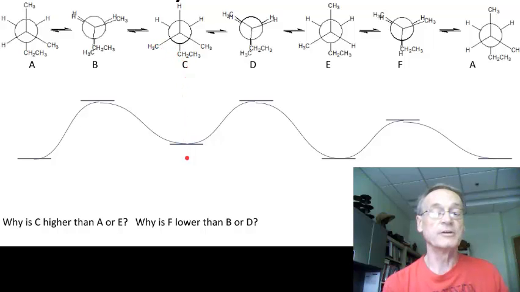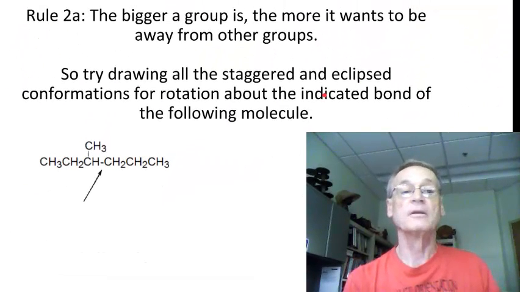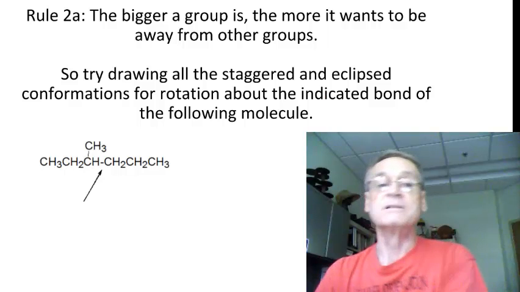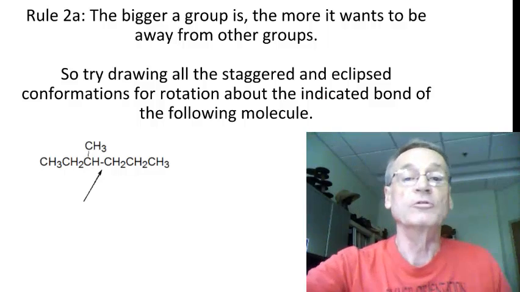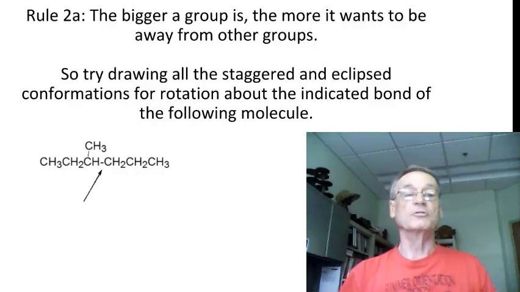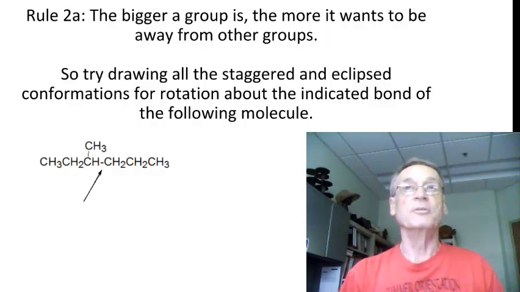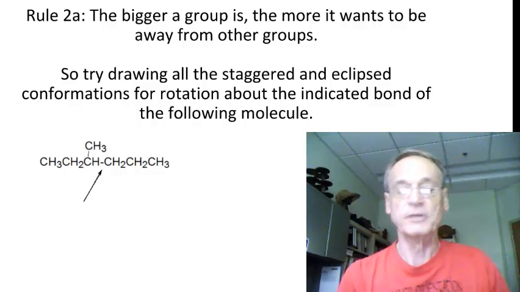So that's going to be a little bit higher in energy. And then back to E, and we have just one methyl and ethyl gauche to each other. So that's back to a little bit lower in energy. In fact, it's the same as B because those two are the same as each other. And rule 2A sort of says that the bigger a group is, the more it wants to be away from other groups. So if you have several different big groups, but they're not the same as each other, the bigger it is, the less it wants to be close to another big group.